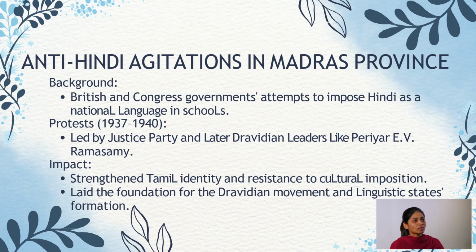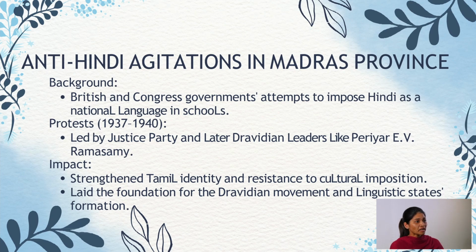Anti-Hindi agitation in Madras province. The anti-Hindi agitation in the Madras province emerged as a response to the attempt by the British and Congress government to impose Hindi as a national language in schools. The agitation began in earnest in 1937 when the Indian National Congress, led by C. Rajagopalachari, introduced compulsory Hindi teaching in schools across Madras Presidency.